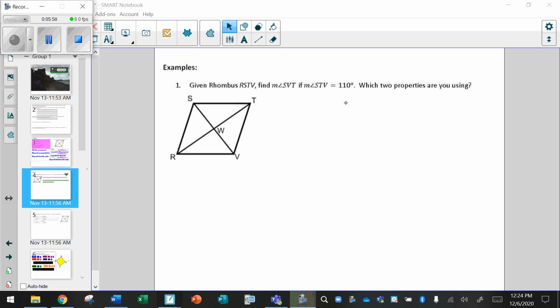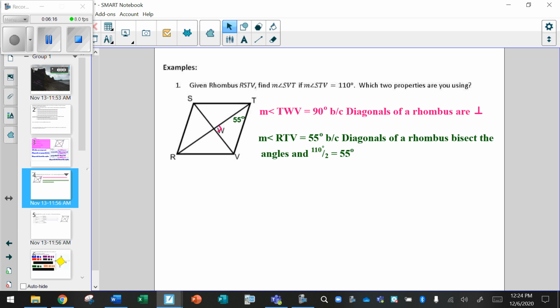All right, so one of the properties that we just talked about is that the diagonals are perpendicular. So that means that angle TWV, TWS, SWR, and RWV, those are all right angles. Those are all 90 degrees. Also, diagonals of the rhombus bisect the angles. So if the measure of angle STV is 110 degrees, then half of that will be 55. So then by the triangle angle sum theorem, we can find the measure of angle SVT.